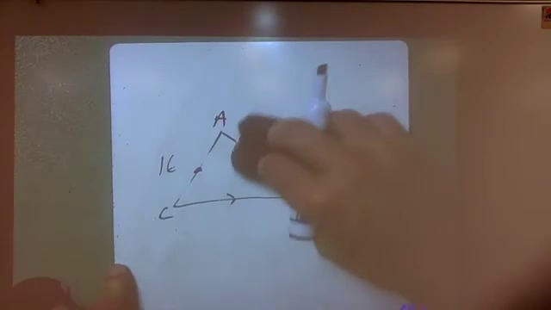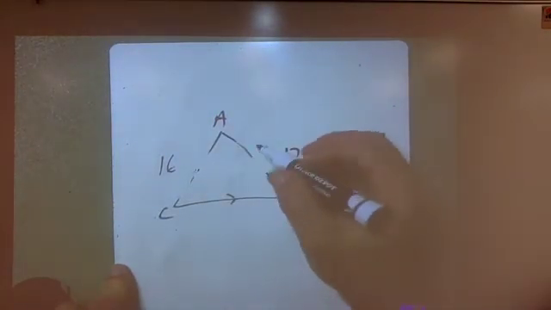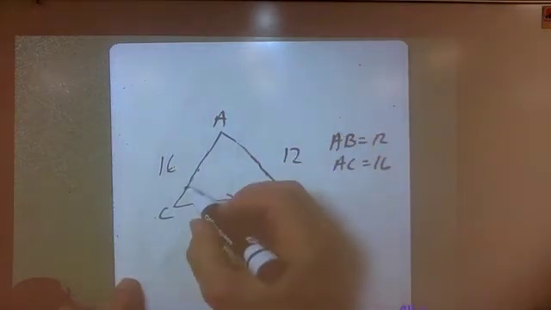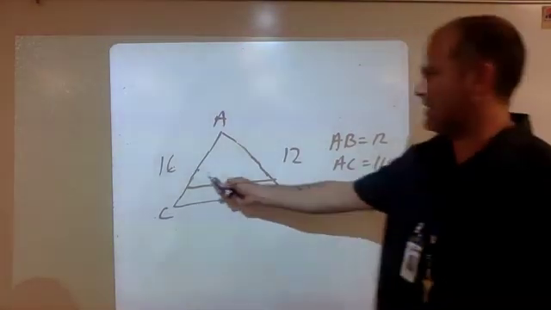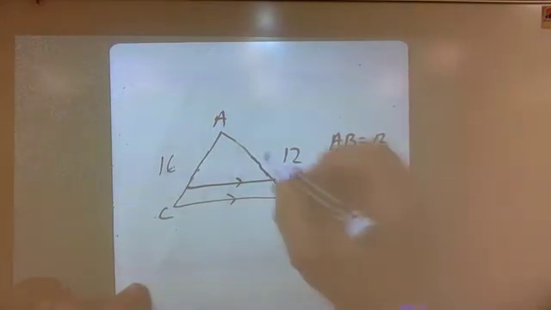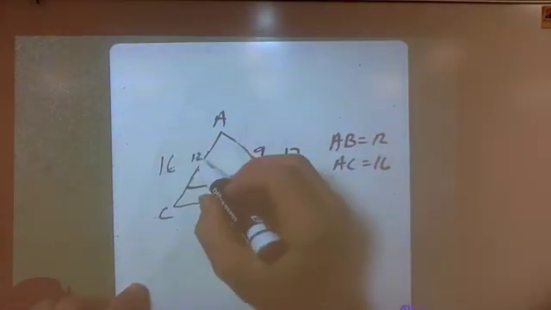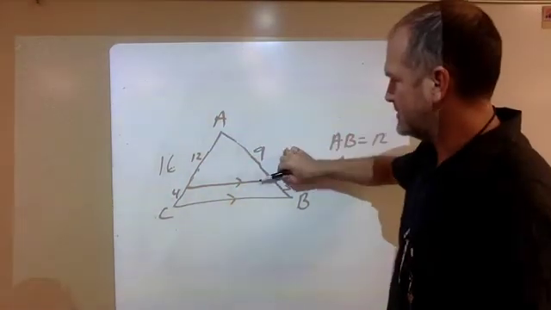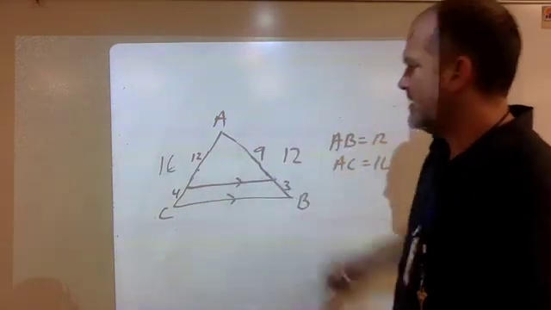All right, the parallel line does not have to be in the middle. So these sides are still 12 and 16. Let's say that I put my line 3/4 of the way down. So instead of putting it right in the half, I'm 3/4 of the way down. That would make this 9 and this 3. That would make this 12 and this 4. 3/4 of 12 is 9, 3/4 of the way down. 3/4 of 16 is 12, 3/4 of the way down.